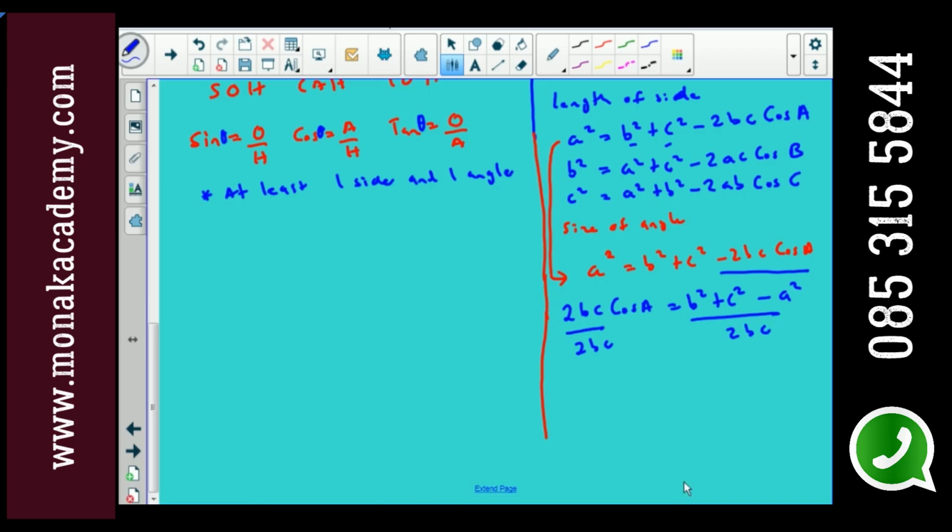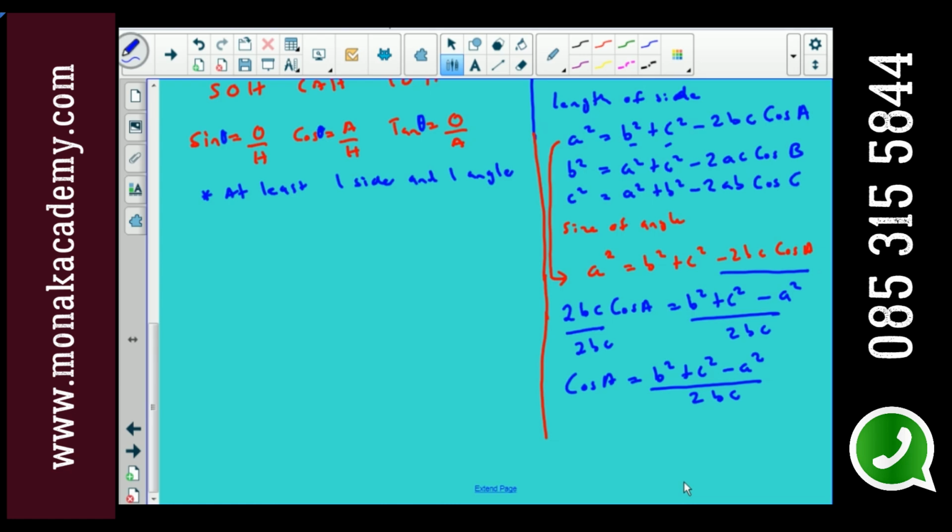So in other words, the formula for cos A equals B squared plus C squared minus A squared over 2BC. That's the formula for A.